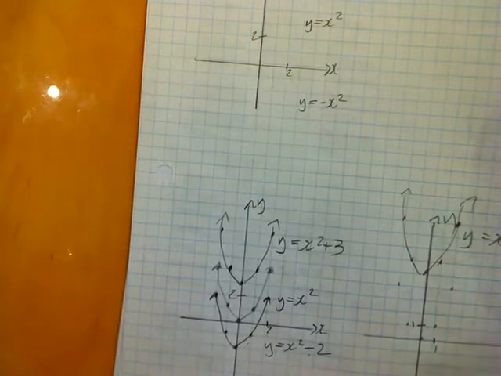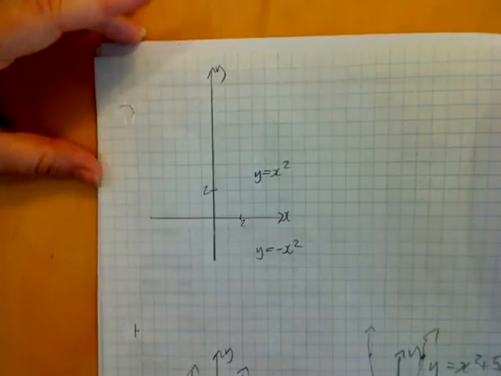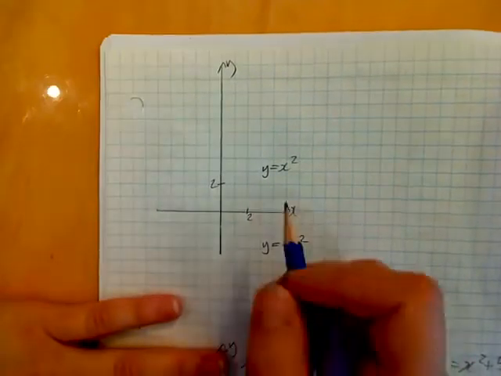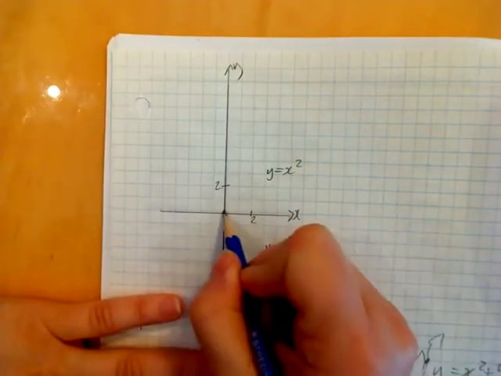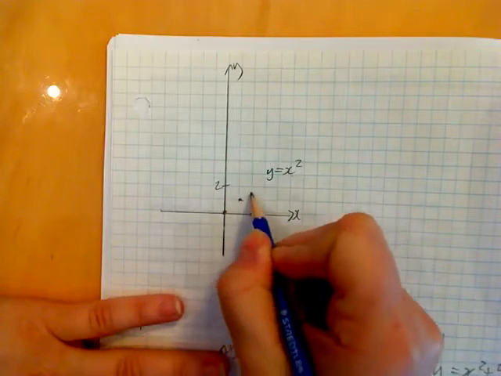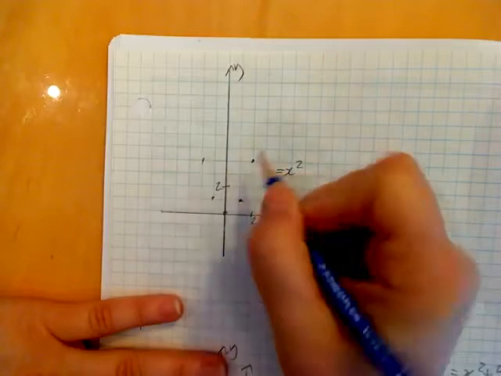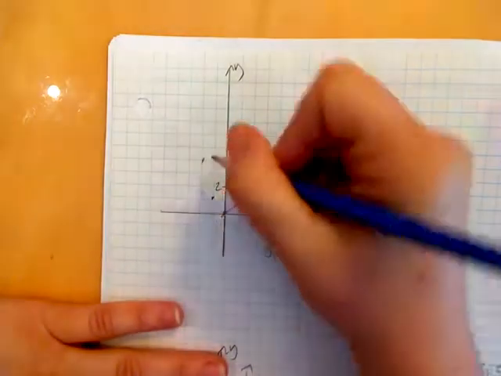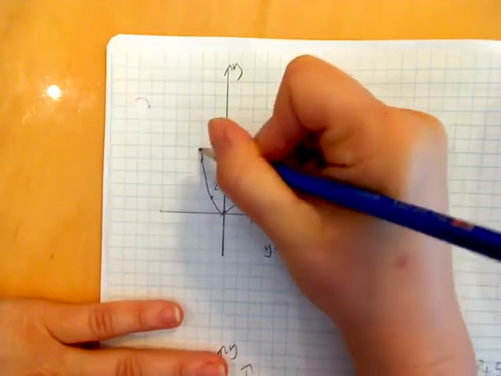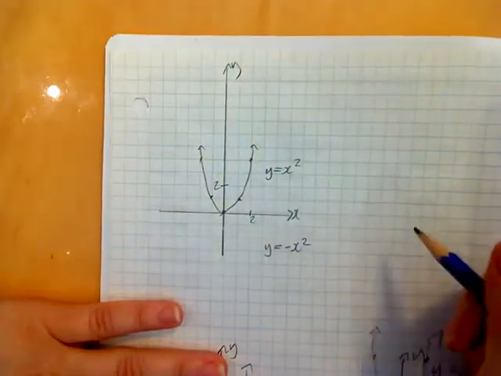Okay, so let's just have a tiny review here of y equals x squared and y equals negative x squared. So we know that (0, 0), (1, 1), (2, 4), (-1, 1), and (-2, 4) are the 5 major points of y equals x squared, right?